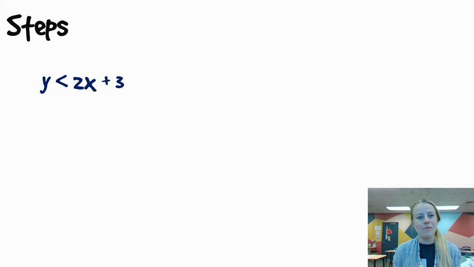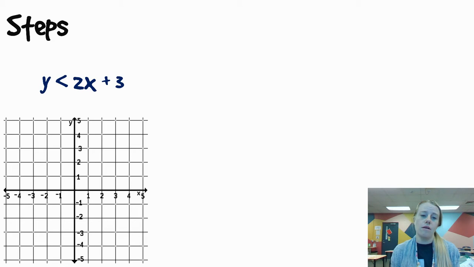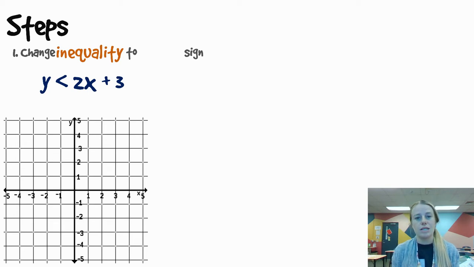We're going to have an inequality that looks like this: y is less than 2x plus 3. And we want to graph it here on our coordinate plane. So here is the first step. We're going to change our inequality sign, whatever that sign is. Remember, our inequality signs are less than, greater than, less than or equal to, or greater than or equal to. We're going to change that sign to an equal sign. So we're going to replace this less than. Now it's y equals 2x plus 3.